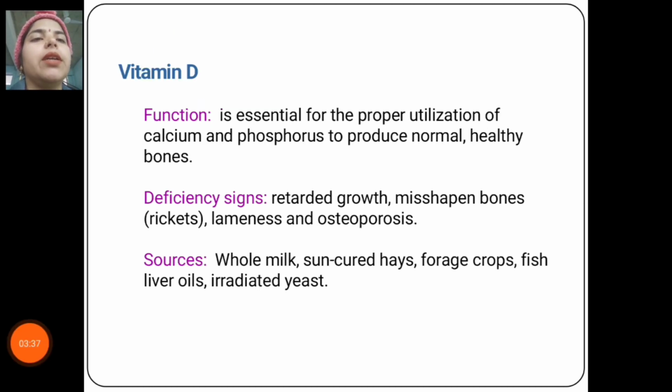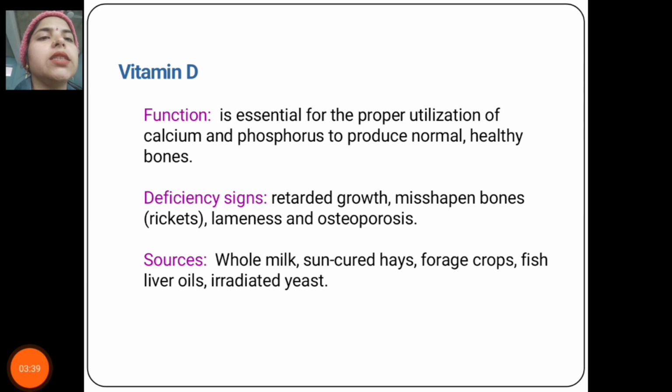Next is vitamin D. Function: it is essential for the proper utilization of calcium and phosphorus to produce normal, healthy bones. Deficiency signs: retarded growth, misshapen bones, rickets, laminitis and osteoporosis. Sources are whole milk, sun, cured hay, forage crops, fish liver oils and irradiated yeast.